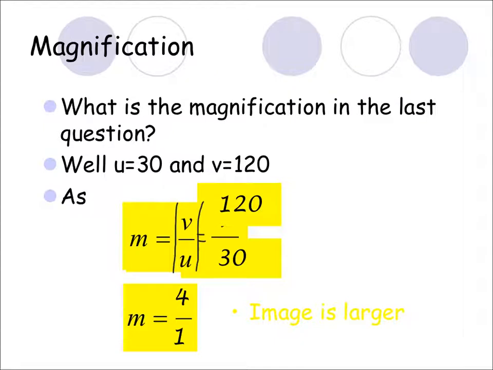So the maths is helping us understand this. Here, magnification, as you can see, V over U again. There's the V, there's the U, comes up with the number 4. So the image is 4 times as large. It's magnified, just what we would expect.